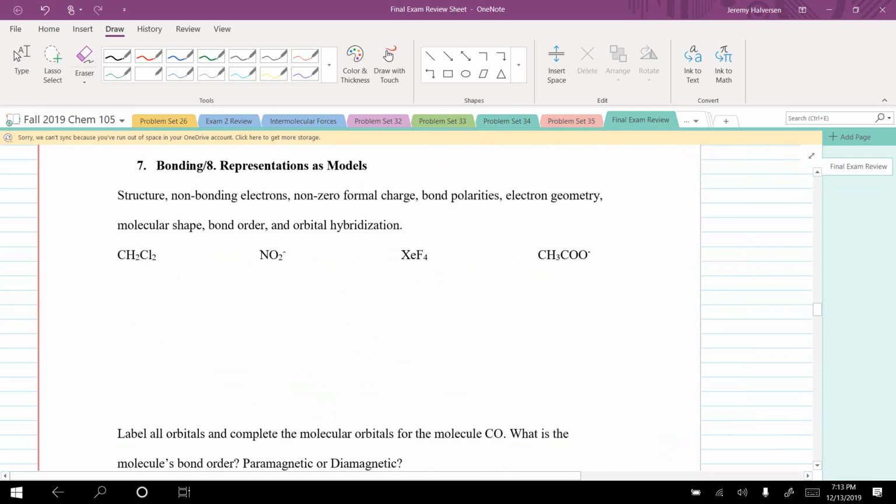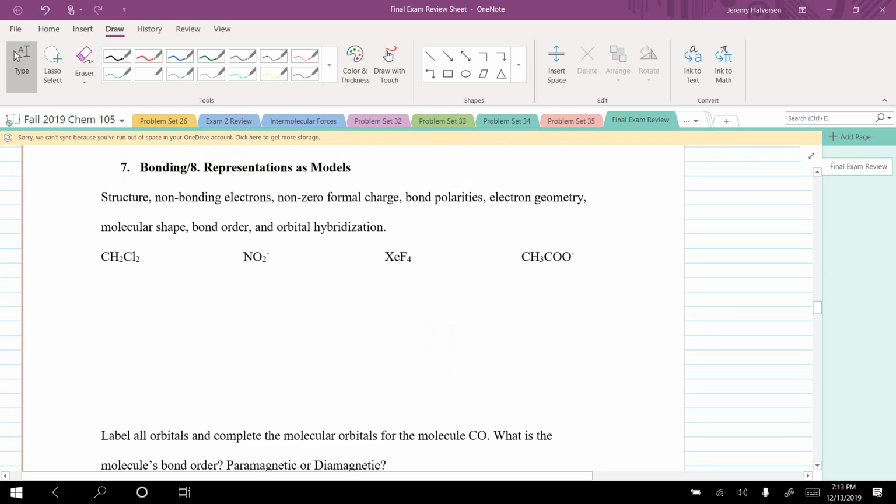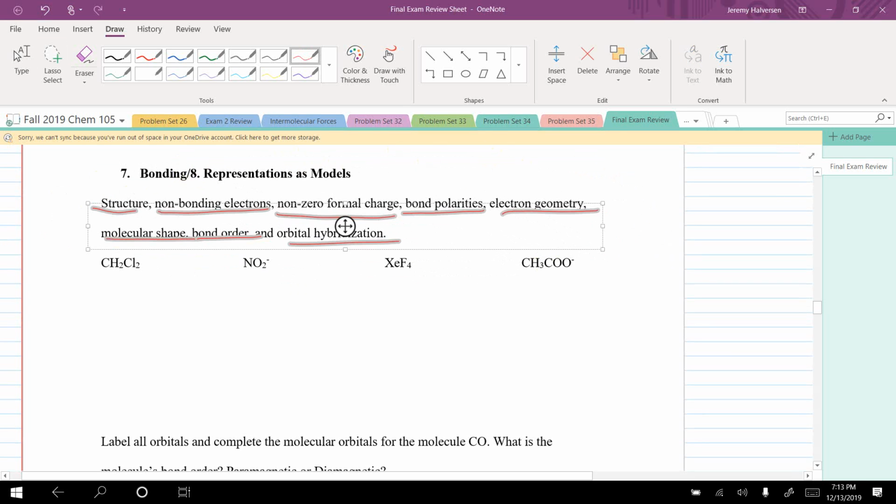We're fine. All right, let's do some of these. I want you to draw it. Draw the non-bonding electrons, non-zero formal charges, bond polarities, electron geometry, molecular shape, bond order, orbital hybridization. Because I'm going to have to ask all these questions anyway, we may as well do them all at once, right? So, this is what I'm going to do. You guys start working on it in about 60 seconds. I'm just going to start working on it slowly. Sound good? Okay, go ahead.